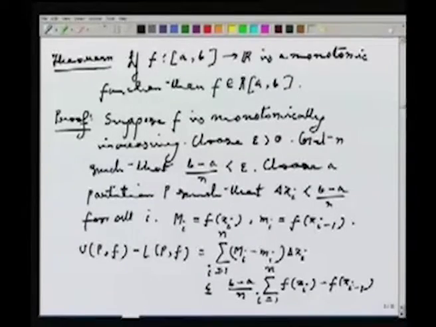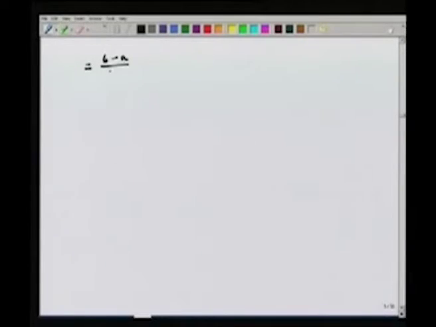Okay. Now if I sum them up, what I get is (b minus a) by n times, because of the cancellation, I get that this is (b minus a) by n times (f(b) minus f(a)). So this is certainly less than epsilon times (f(b) minus f(a)).